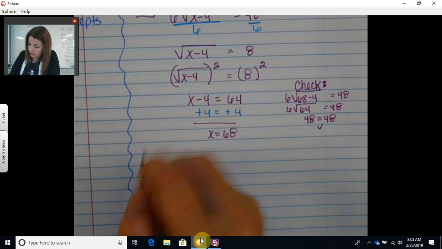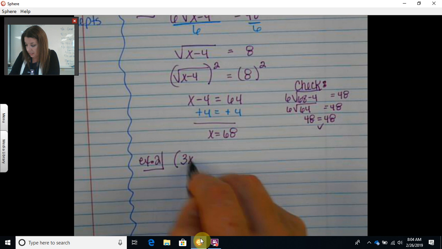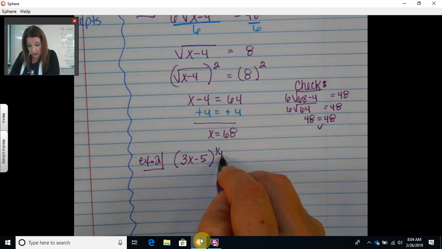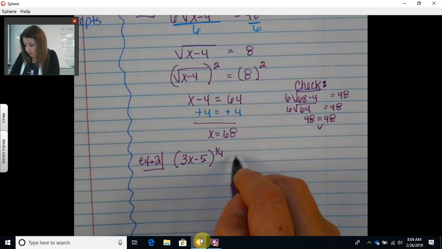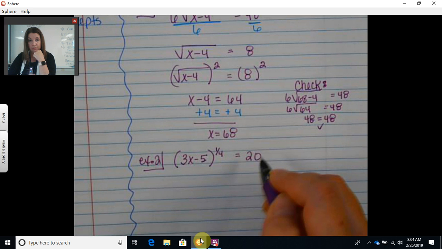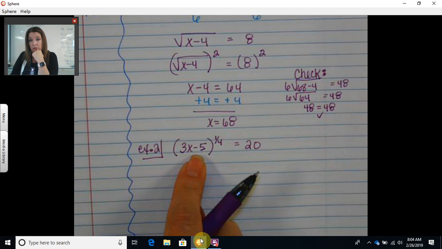All right, example 2. We have, open parentheses, 3x minus 5, quantity raised to the 1/4 power equals 20. So you could do really one of two things. If you wanted to convert this to a radical, it would be what? Right, 4th root of 3x minus 5.